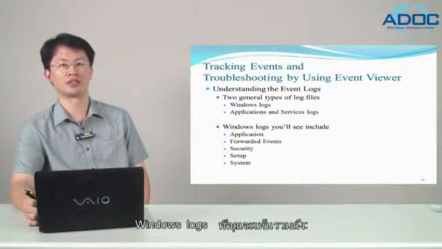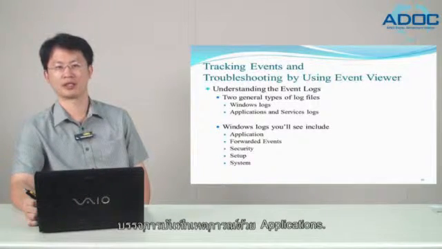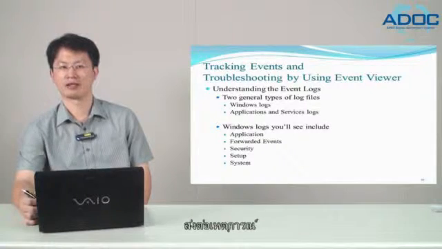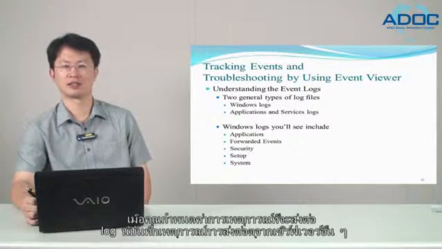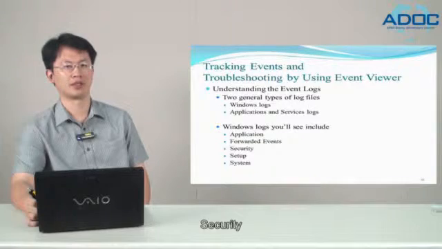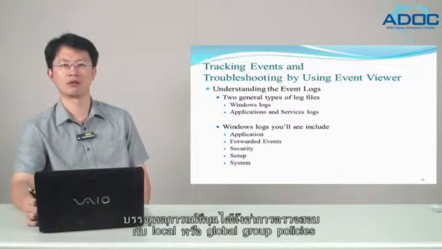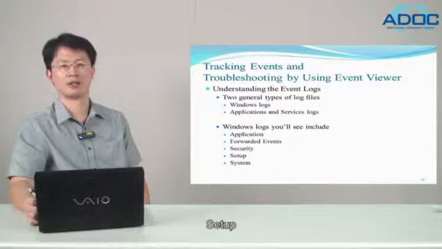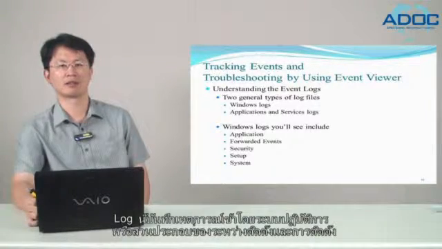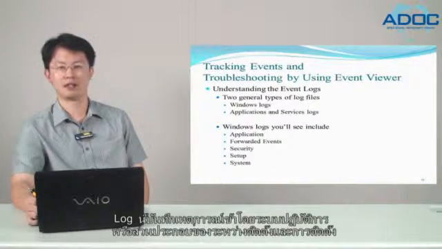And the Windows logs you will see include Application, which contains events logged by applications, and Forwarded Events. When you configure event forwarding, this log records forwarded events from the other servers. And Security contains events you have set for auditing with local or global group policies. And Setup. This log records events logged by the operating system or its components during setup and installation.